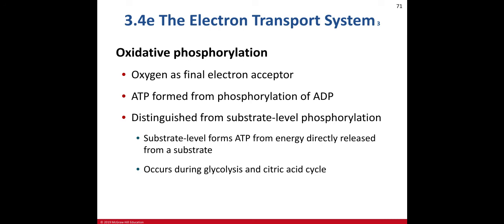ATP is what is going to be made when we phosphorylate the ADP. We give it a phosphorus bond. This is different than substrate level. The substrate level is going to be ATP from energy released from the substrate, like from the bonds there. This oxidative phosphorylation is this electron transport chain. Substrate level is happening in glycolysis and the citric acid cycle. That's where you get the ATP molecules there, and you don't get as many. But in our electron transport chain, with this oxidative phosphorylation, we're making much more ATP.